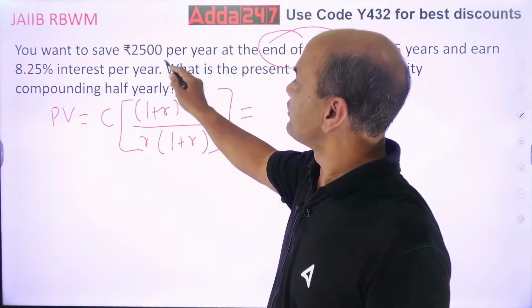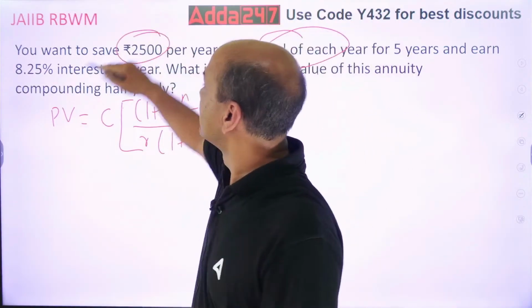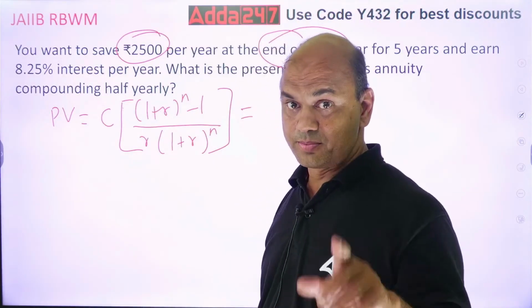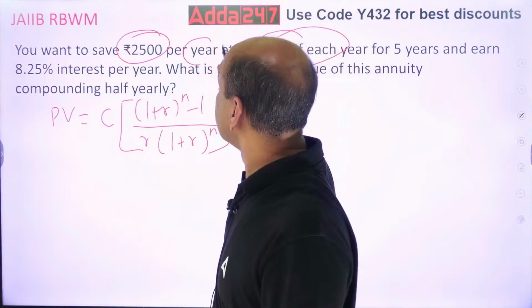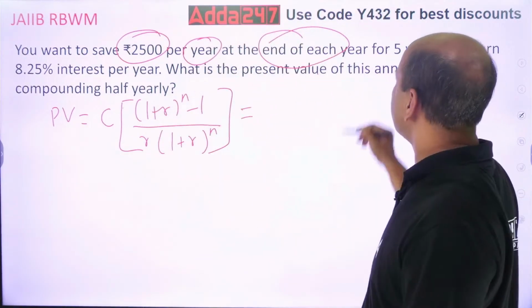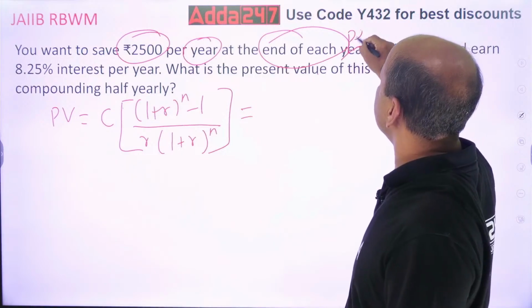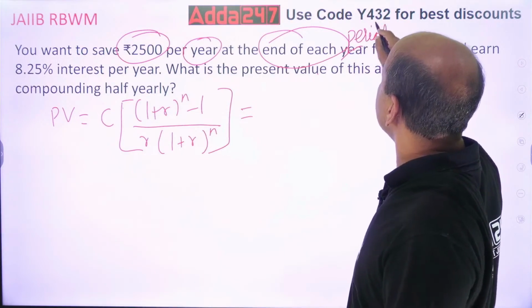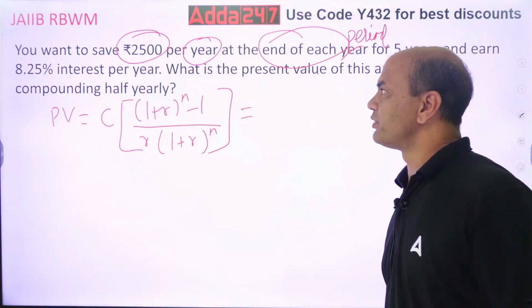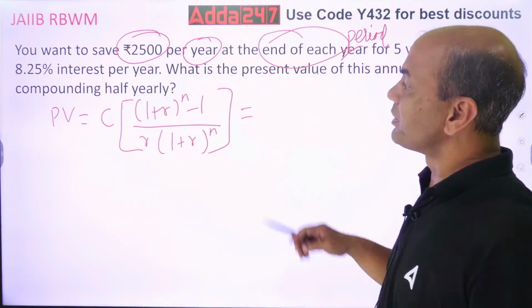You want to save 2500 per year. Now 2500 is per year. Pay attention: per year at the end of each year, or each period you can call it now. At the end of each period, for 5 years at interest 8.25. What is the present value if compounding half yearly?